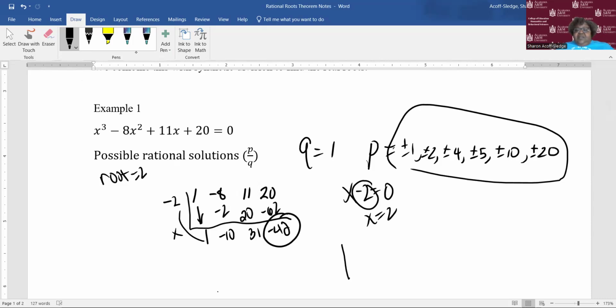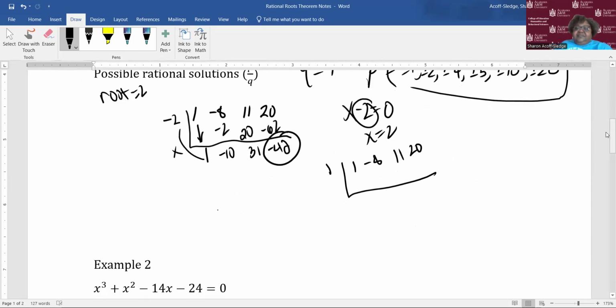So if -1 is a root, we're going to divide by +1. And we're going to put our coefficients here. Let me move that down just a little bit. So we're going to bring down this 1. 1 times 1 is 1. Add these. -7 times 1 is -7. 11 minus 7 is 4. And 4 times 1 is 4. So that's not a solution.